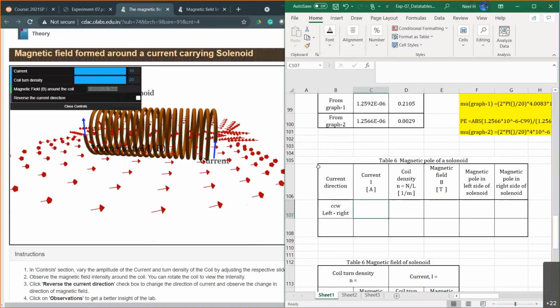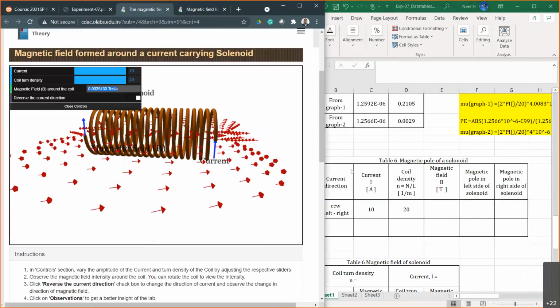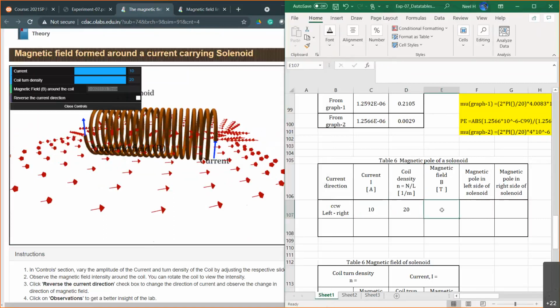Let's put in the numbers anyway: 10 amps, and the coil density is 20 coils. The magnetic field is around 0.0025, 2.5133 times 10 to the power minus 3. Fairly large number compared to our previous values.